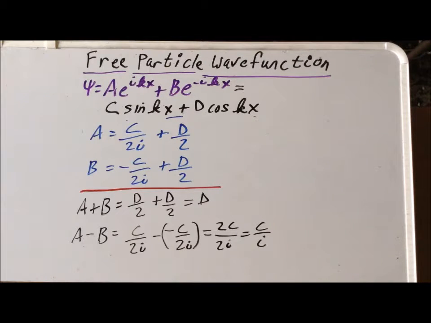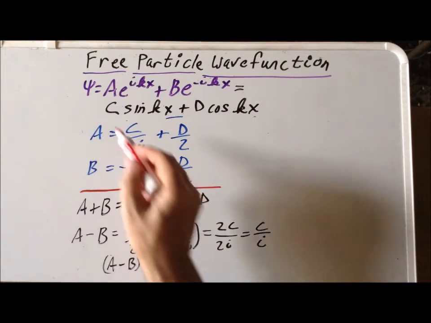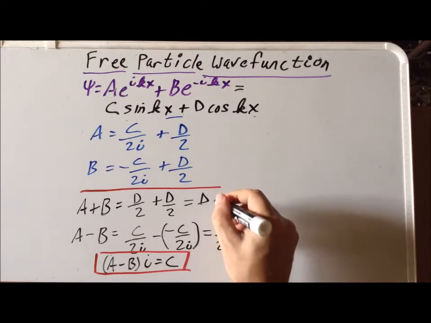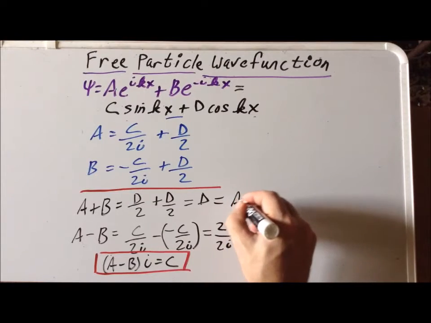It's slightly different to find c. To find c explicitly in terms of a minus b, we recognize that if we multiply both sides of our equality here by i, we get that a minus b times i equals c. So we have an expression for the coefficient c in terms of the previous coefficients a and b. And we derived that d is simply the sum of the coefficients a plus b.